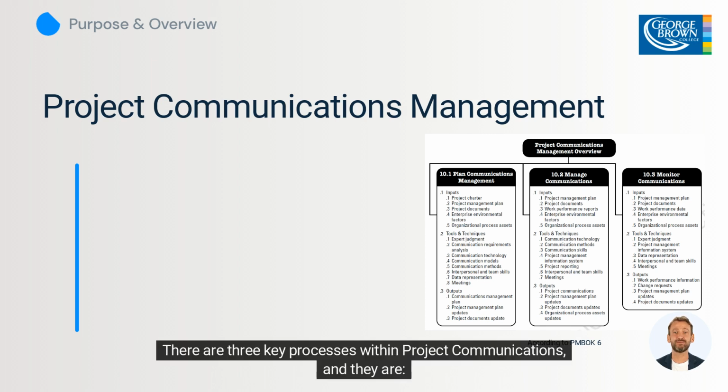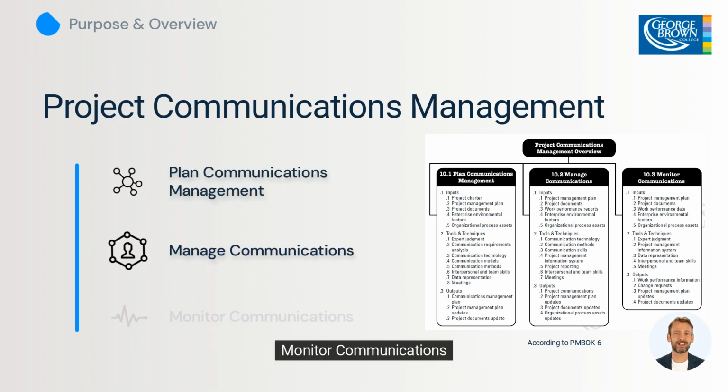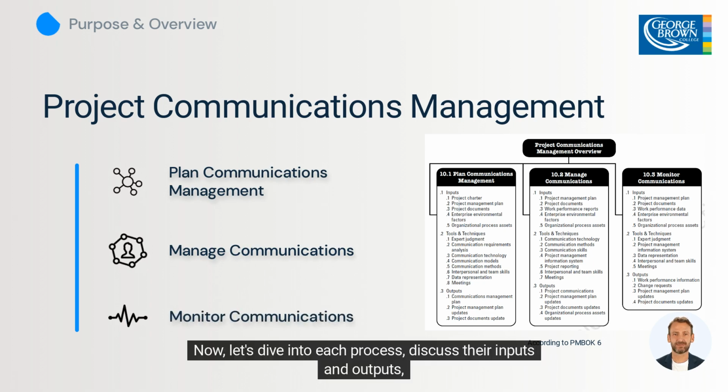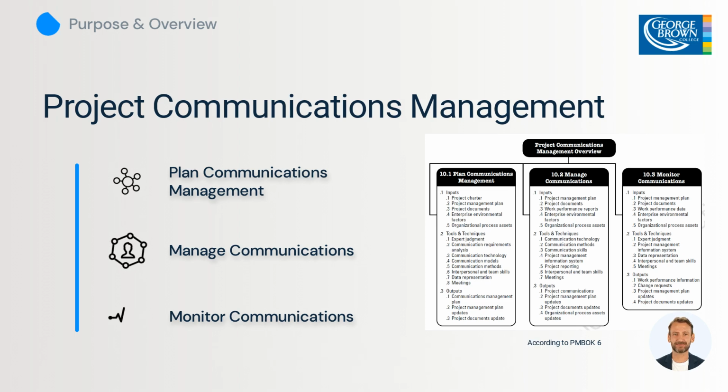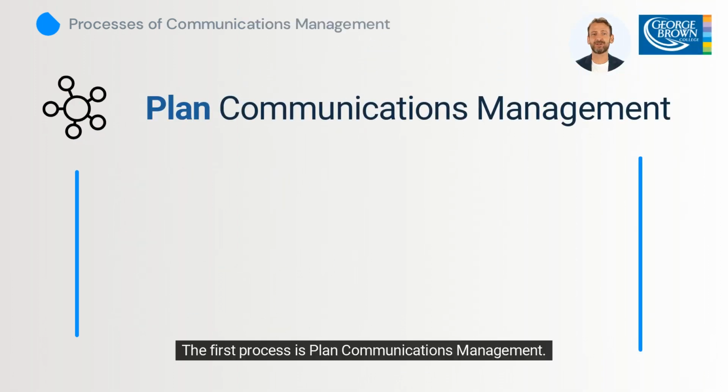There are 3 key processes within project communications, and they are: plan communications management, manage communications, monitor communications. Now, let's dive into each process, discuss their inputs and outputs, recognize tools and techniques to achieve them, and explore their purpose. The first process is plan communications management.